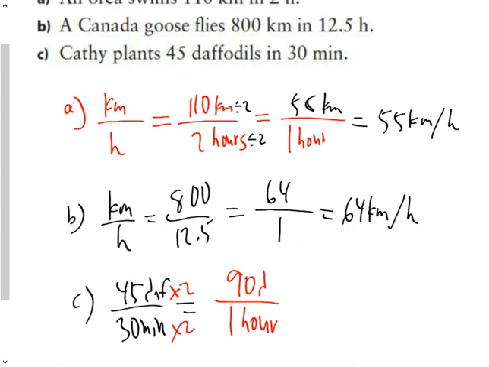And therefore, it would be 90 daffodils per hour would be her rate. But if you had 1.5 daffodils per minute, that's also okay. And you could also do it per day if you wanted. You could do it per year. You could do it per century if you wanted, but the more appropriate one is probably per hour.